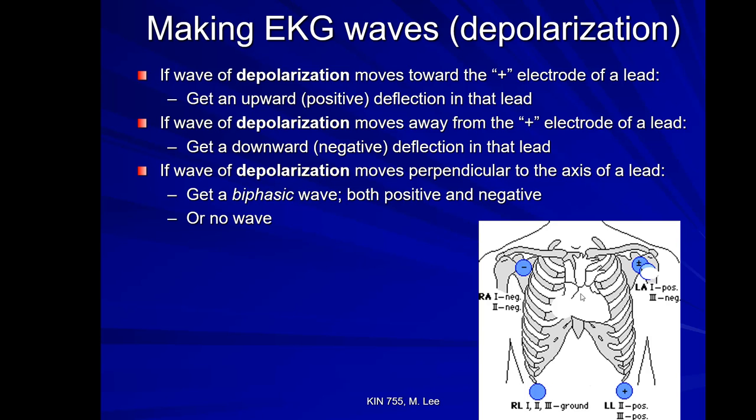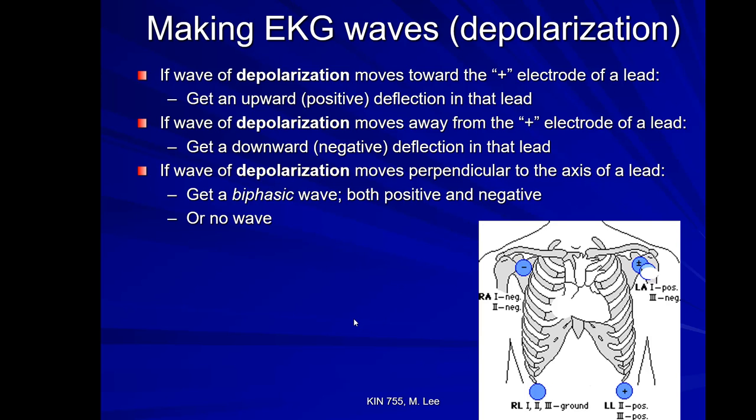In some cases, you'll get some depolarization running perpendicular. So let's say the electrical activity is running this way, which again would not be normal in this case, but if it's running like this, you can see it's perpendicular if we're talking about lead 2. If that happens, you could get two things on the EKG paper. You could either get nothing at all, where it just cancels out, or you could get what's called a biphasic wave, which goes up and then down. So it goes in both directions, upward and downward. So that's what causes deflections on the EKG.